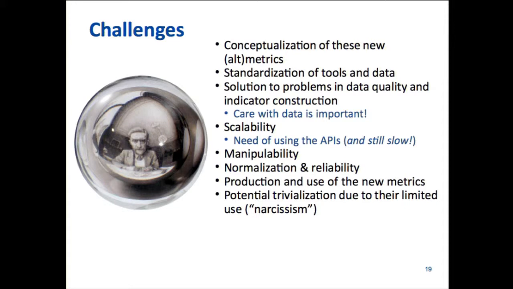We need to be able to do large-scale studies, so not just a few papers of a researcher or a journal. We need to be able to, for example, have normalization reference values. Manipulability also needs to be taken into account: cyborgs, bots, the possibility of buying tweets. All these things need to be corrected. And then, being able to produce and use these new metrics. And in a way, we also need to be careful with the potential trivialization that these tools may have in the end. In the sense that, okay, I can look at my papers, I can look at my colleague's paper, but I cannot really do anything of value with that. And then it's just for, say, gossip or minor things.